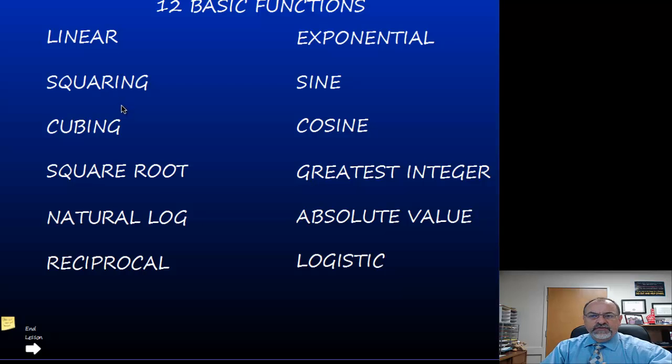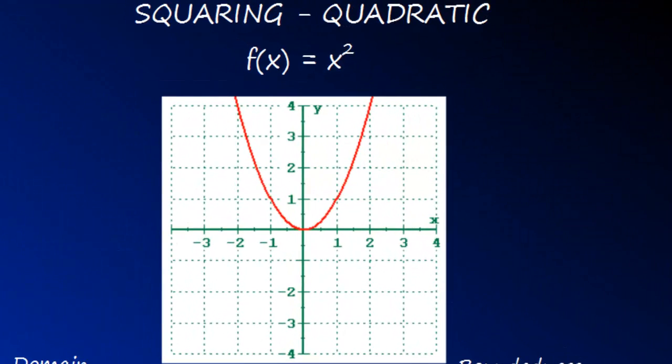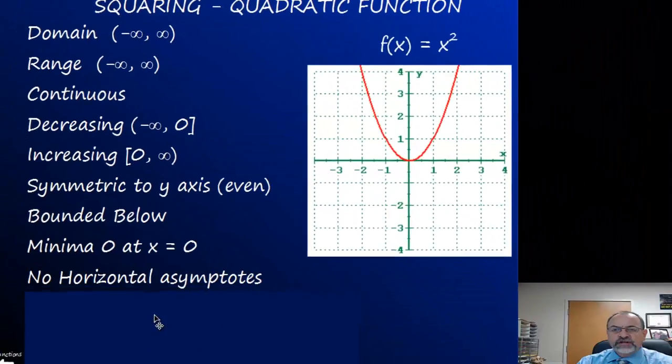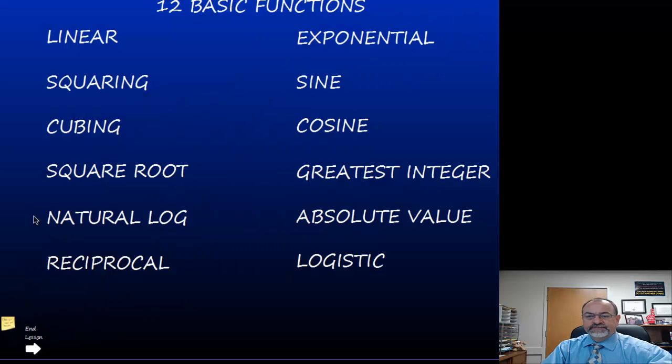So the video will run very quickly, but I really want you to stop and take a look at each one separately. So the squaring function is x squared. If you look at that, the analyzed function, these would be the characteristics of this function, the squaring function.